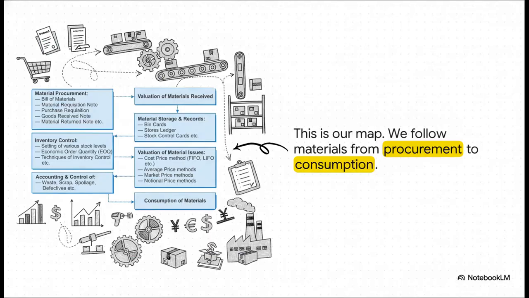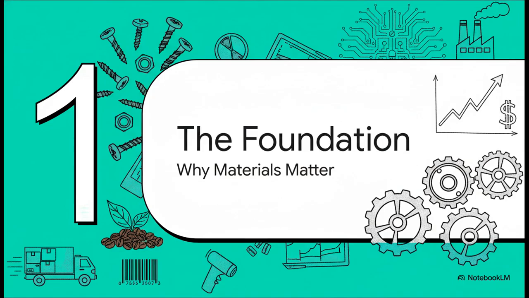And this right here is our map. This flowchart shows the whole path we're going to take. As you can see, it all kicks off on the left with getting the goods. That's procurement. Then it moves through storage, controlling the inventory, figuring out its value, and finally, it ends with being used up. Every single box you see here is a critical stop on our tour today. So let's start at the very beginning.